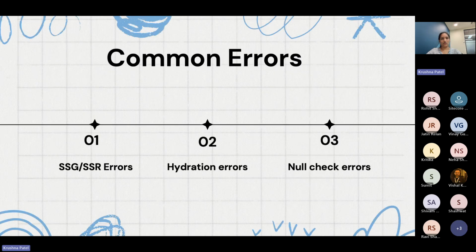So, these are the three common errors. As we know, Next.js provides two different ways, SSG and SSR. There are some issues or errors that occur while working with SSG and SSR. Then the hydration error, which most of the time we face. And the third one is very small but very important: the null check error.